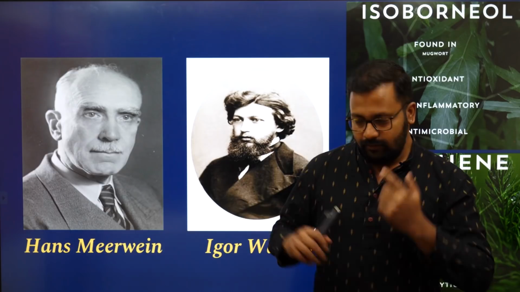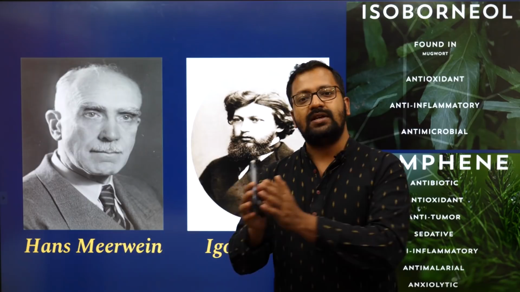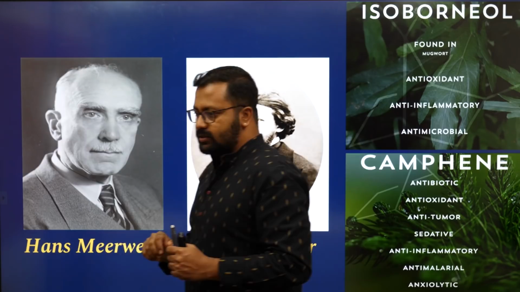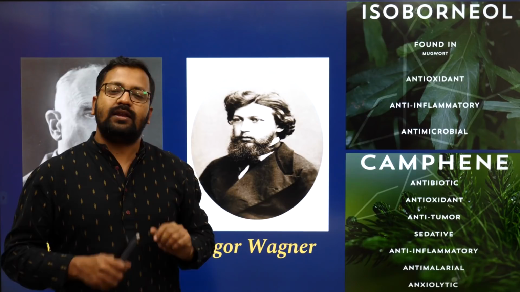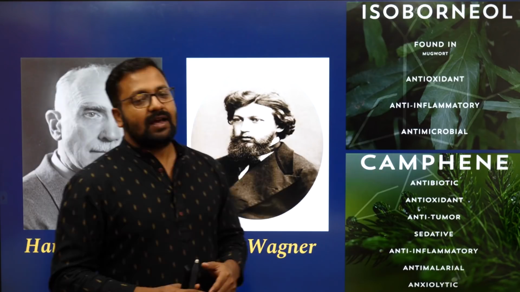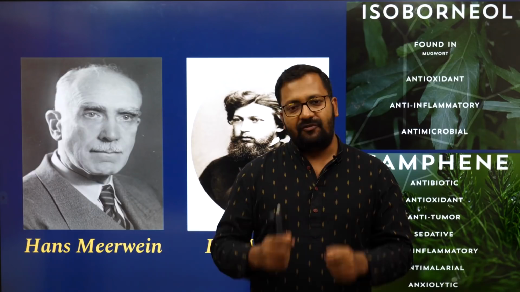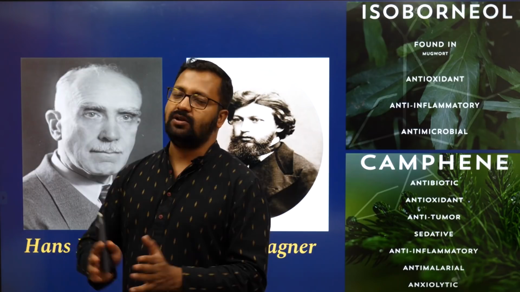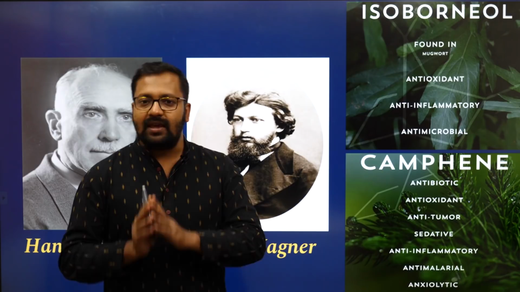Igor Wagner was the first person to suggest how this transformation is taking place. Hans Meerwein, a German chemist, suggested that whatever was prophesized by Igor Wagner can also be extended to simpler compounds. So both of these guys are, because of this, credited for suggesting a very profoundly present rearrangement in biosynthesis as well as in organic chemistry, that is carbocation rearrangement. Dekhte hain ye rearrangement hota kya hai.